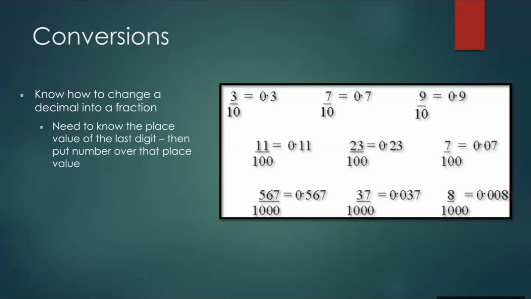Same for the next one, to the right of that. The 7 is in the tenths place after the decimal, so you put 7 over 10, and that's your fraction, 7 tenths. And that's the exact same for the one to the right of that.